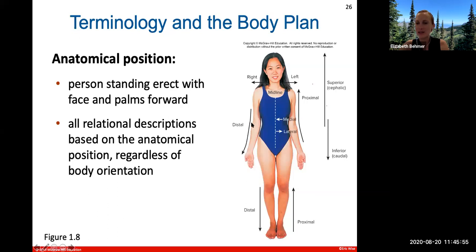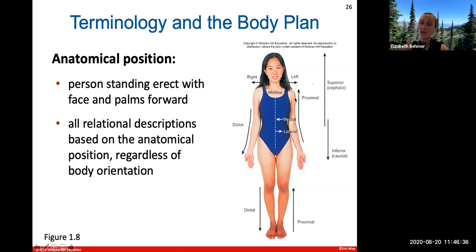Then proximal and distal, these are directional terminologies describing an external or internal feature with how close it is in proximity to the point of attachment. And that's really the trunk of the body, which is the central region. So if a structure is more proximally located, it'll be closer to the trunk. And if it's distally located, it'll be further away. So in this anatomical position person, I would say her fingers are distal to her elbow because her fingers are further away from the point of attachment where her arm meets her trunk.